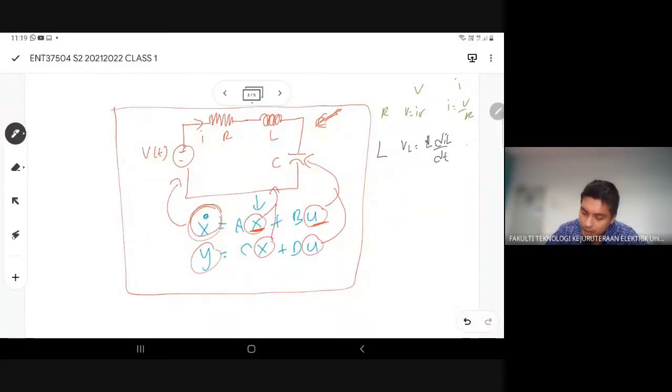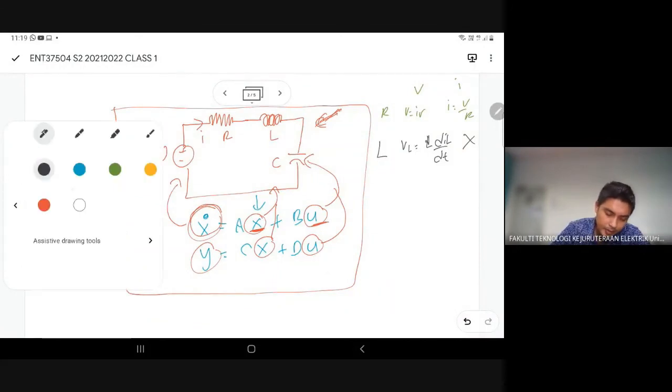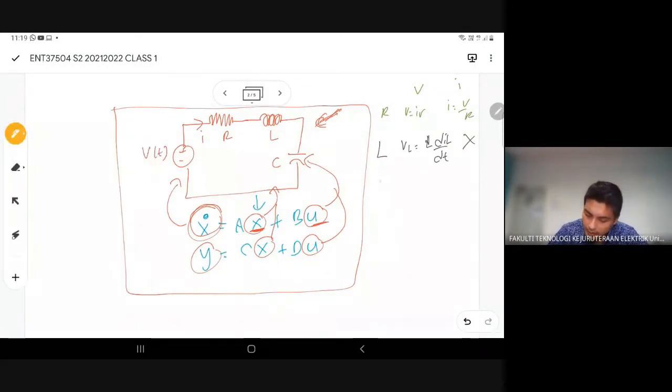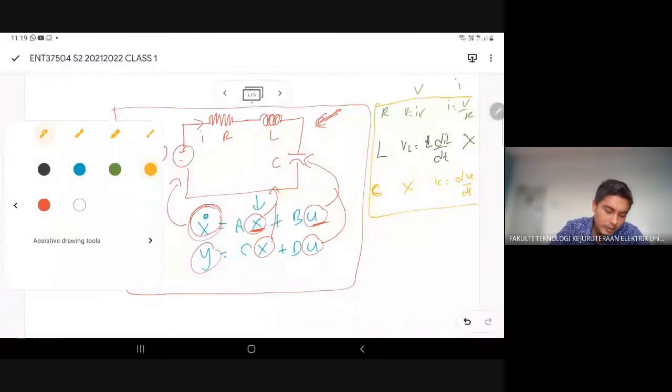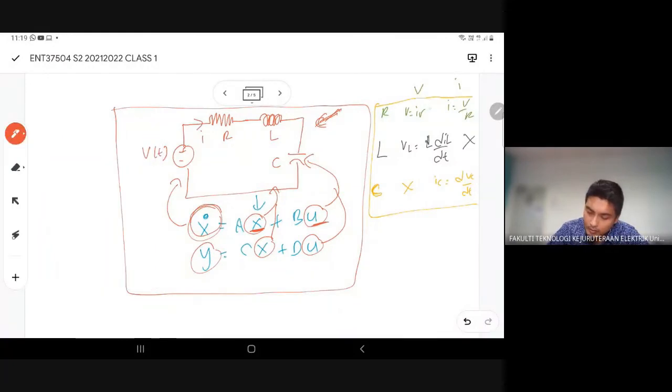For the current, we don't need to know, because it is the integration. And then for the capacitor, we don't need to know that one either. We just need to know IC equal to C dVC over dt. So this is what we have. So from the 6, we just need to know only 1, this one, 2, 3, and 4.